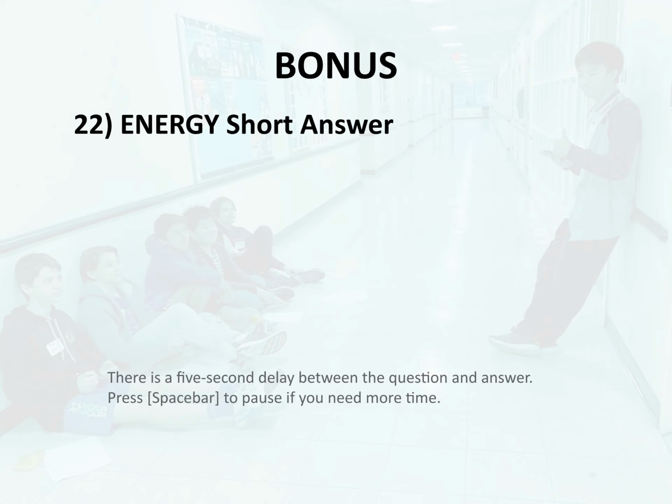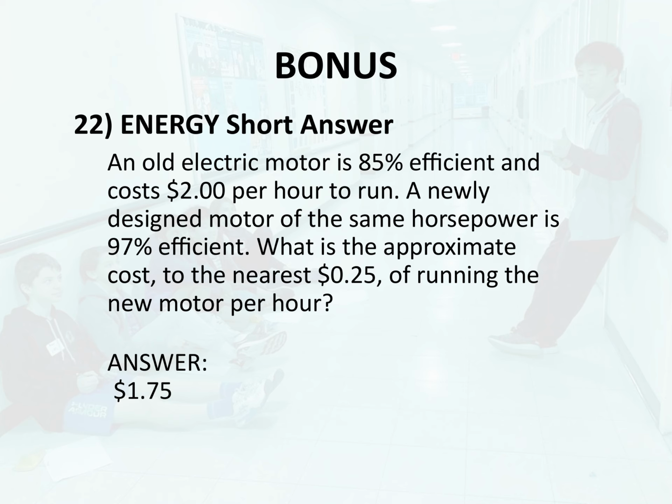Bonus 22. Energy. Short answer. An old electric motor is 85% efficient and costs $2 per hour to run. A newly designed motor of the same horsepower is 97% efficient. What is the approximate cost, to the nearest $0.25, of running the new motor per hour? Answer: $1.75.